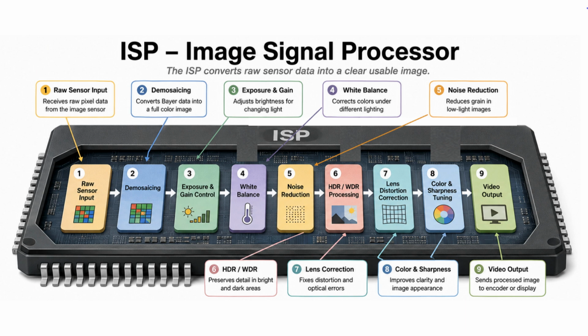Let us now understand the ISP, or Image Signal Processor. The ISP is one of the most important processing elements inside a digital camera. Its job is to convert the raw data captured by the image sensor into a clear and usable image. As shown in the image, the process starts with the raw sensor input. At this stage, the sensor sends basic pixel information, which is not yet ready for display.